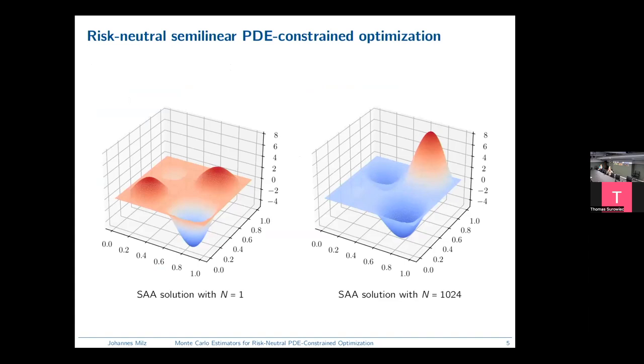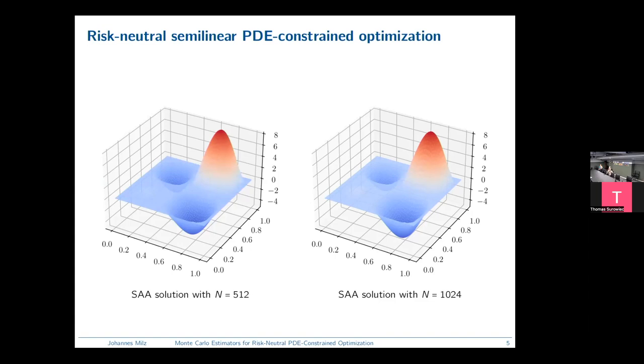The more graphical illustration of what we are interested in is as follows. On the left, you can see an SAA solution with sample size equal to 1, and on the right, an SAA solution with sample size about 1,000, which is our reference solution. As we increase the sample size on the left, we see that we somewhat approach our reference solution on the right. We want to provide some insights for why this is the case, why we observe convergence.